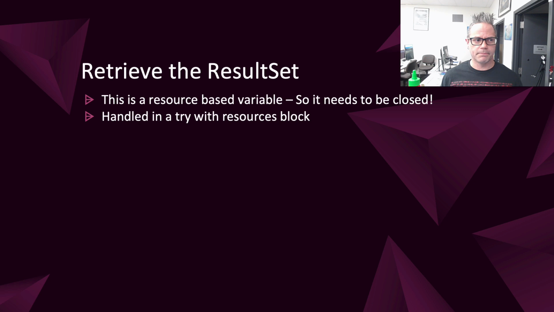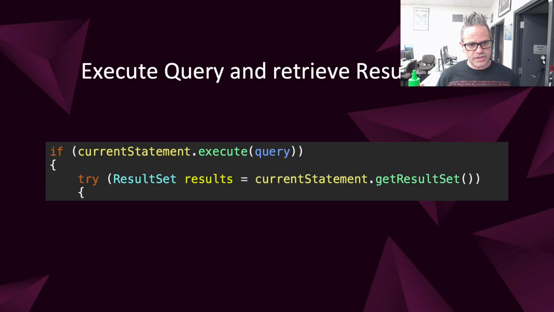It makes life easier. And so if we look at the example code for that, we can see if currentStatement.execute(query) returns true, then hey, we've got that. Then I'm going to try and generate the resource that we'll be using inside that block. ResultSet results is assigned the value of currentStatement.getResultSet. I know, creative variable names and creative method names make life so easy to figure out what we're working on.